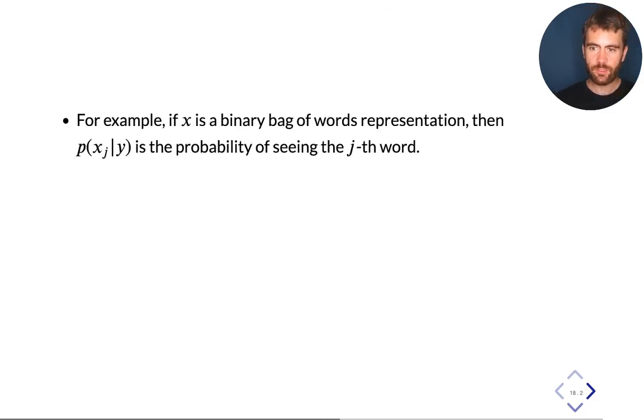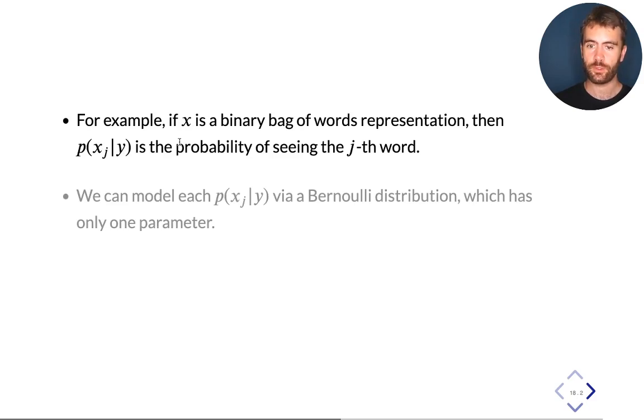So here, let me give you again a more specific example. Let's say that X has a binary bag of words representation. Then the probability of the jth component given y is simply the probability of seeing the jth word. And because X sub j is binary, we can model this probability as a Bernoulli. And the Bernoulli only has one parameter. It has the probability of seeing the word, and 1 minus that is the probability of not seeing the word. So we only have one parameter now for each of these distributions.